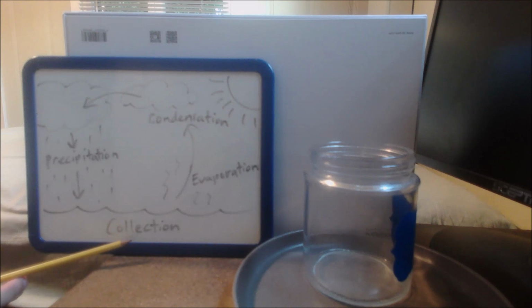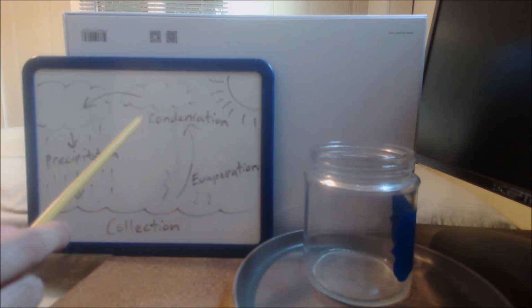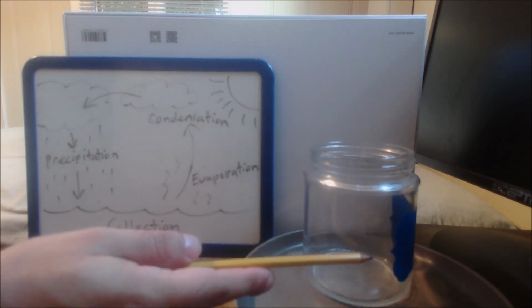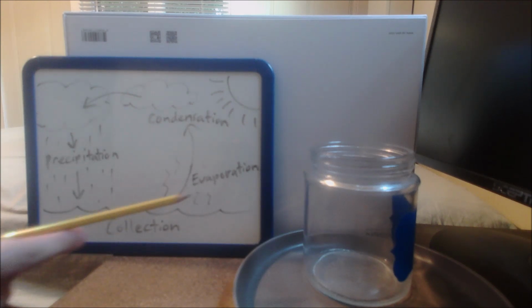precipitation, and collection. Now as the name of the experiment implies, everybody, what we're going to be able to see is all 4 steps of the water cycle, as happens to water as it circulates throughout our atmosphere, all take place in the space of a single jar today, so we will be seeing it rain inside the jar if all goes well.